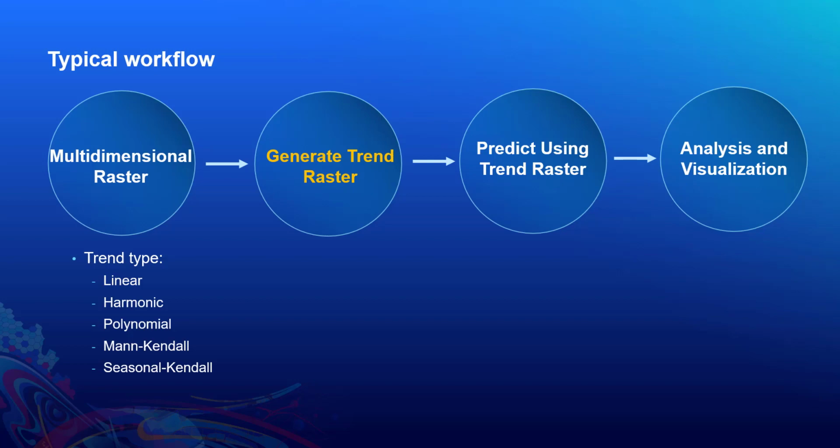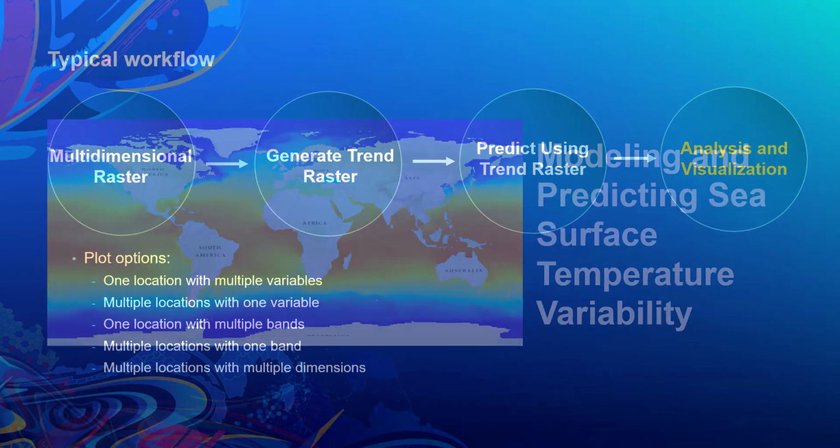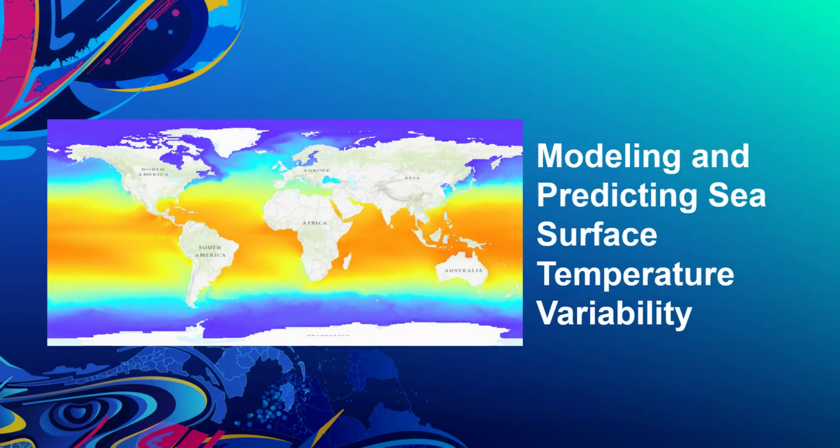Depending on the characteristics of the input data, we can choose to generate trends using linear, harmonic, polynomial, Mann-Kendall, and Seasonal Kendall methods. Then we can use the trend raster to predict values along different dimensions, such as time and depth. Finally, we can use the Temporal Profile tool to visualize results of different variables at various locations, depth, dimensions, and bands.